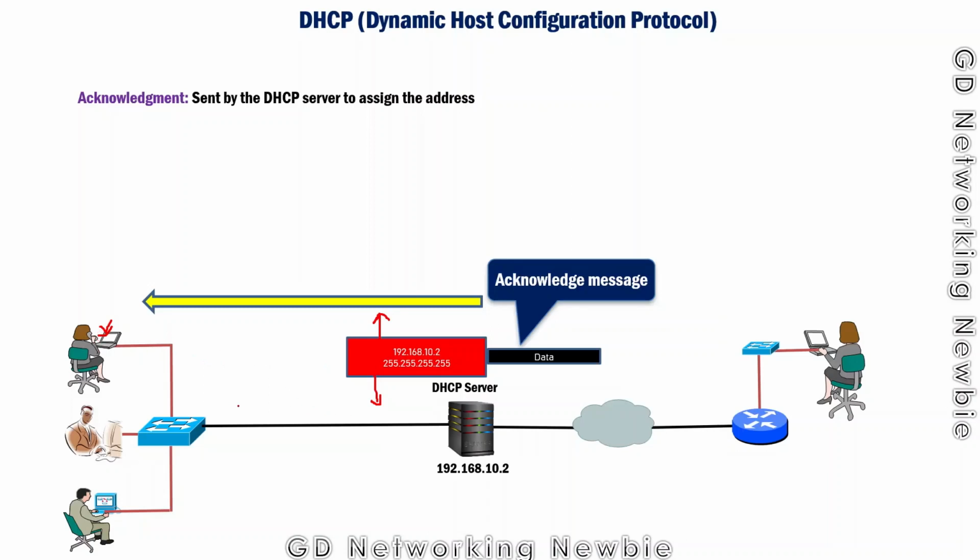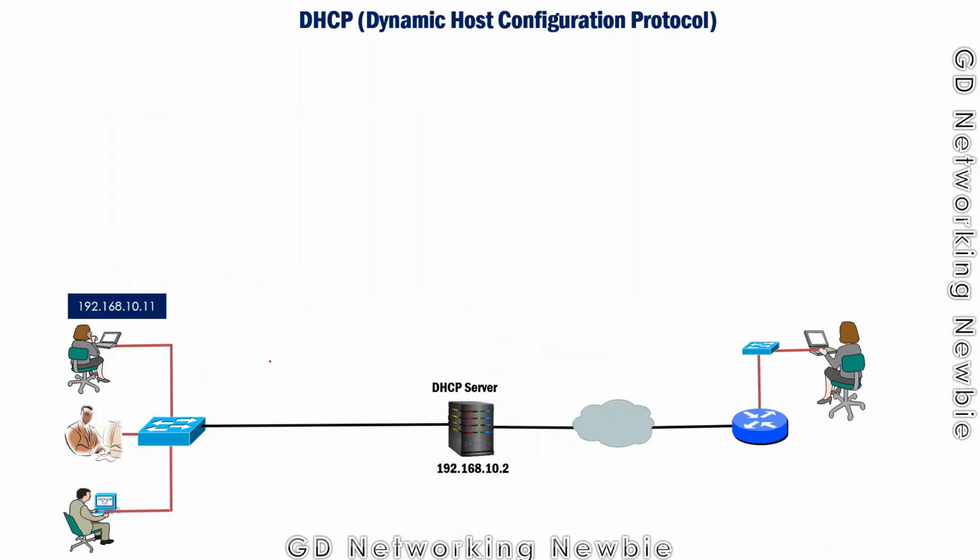So this acknowledgement message will also be sent to all the nodes, but the rest of the nodes will just reject it, and only this client will accept it and process it. In this way, this client will have an IP address, and again only this client processes it because of the client hardware address included in the message. So once these four messages have been exchanged between the client and the server, the client will have an IP address, and the client can use the networking resources or the internet.